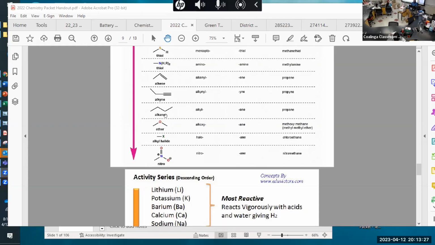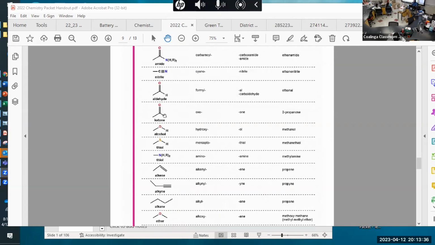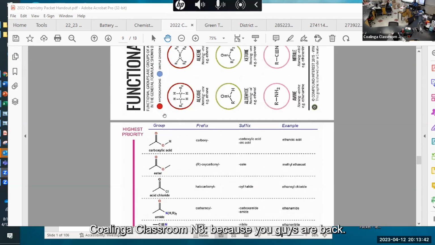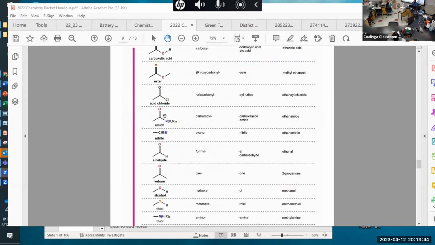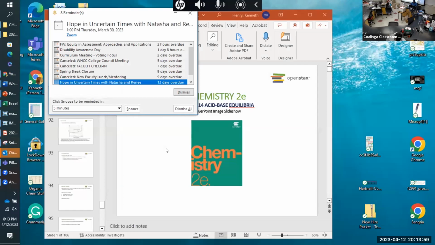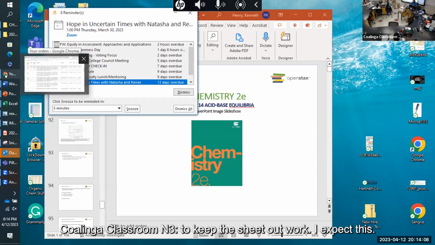Now I'm going to teach you guys how to do the ethers, how to do the alcohols, and how to do amines, because you are going to encounter those more than you will encounter some others. So you've got ketones and aldehydes, then we have to get to some of these. Keep that sheet out, because it's going to be important while I explain this.